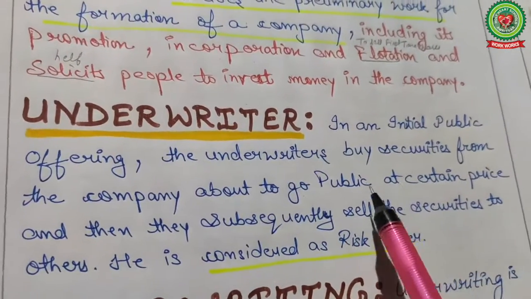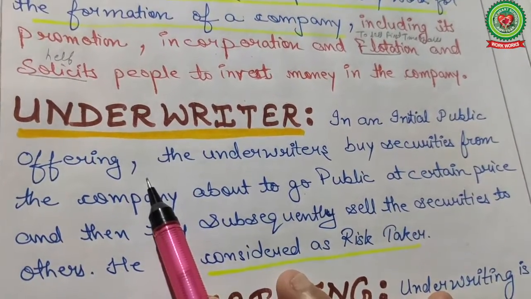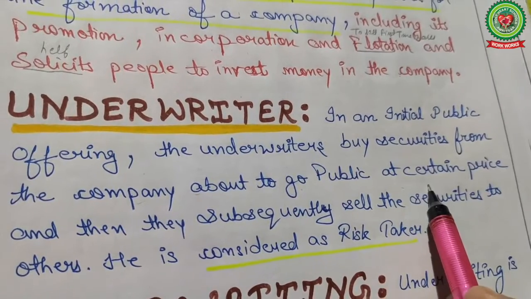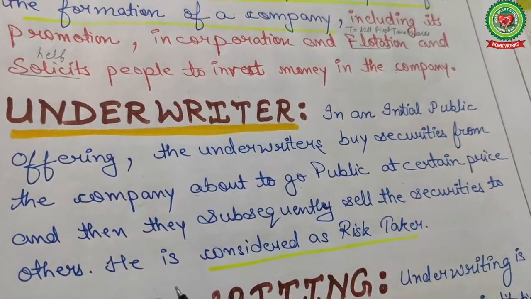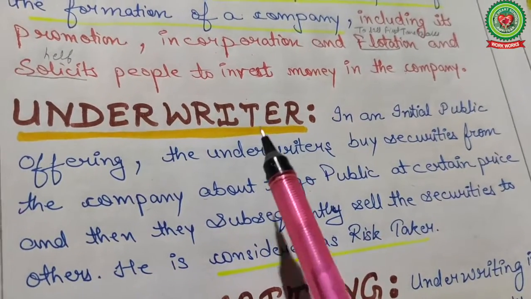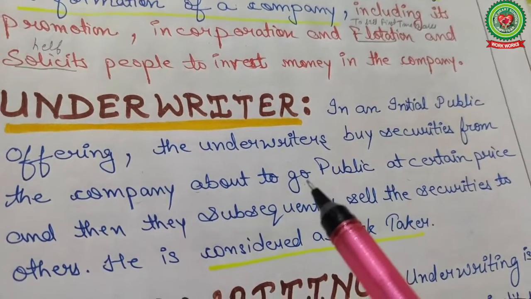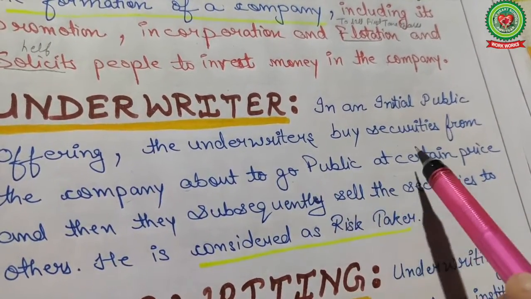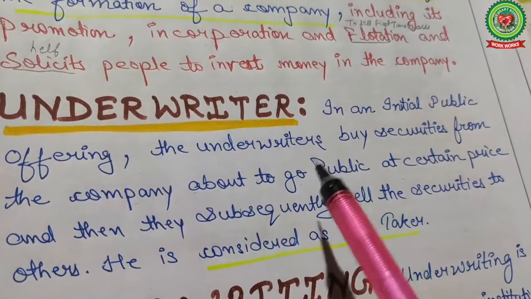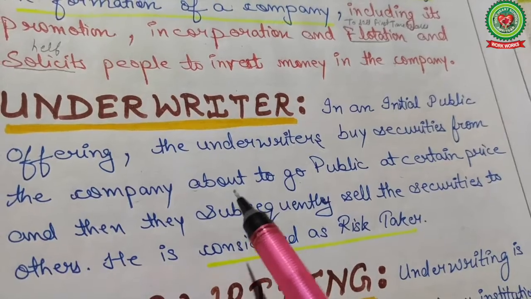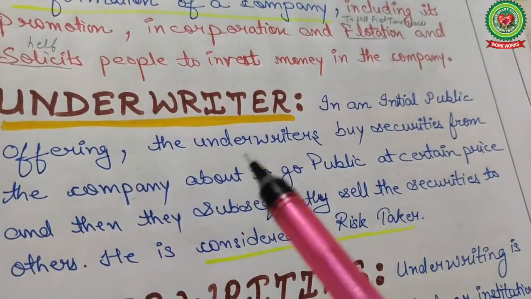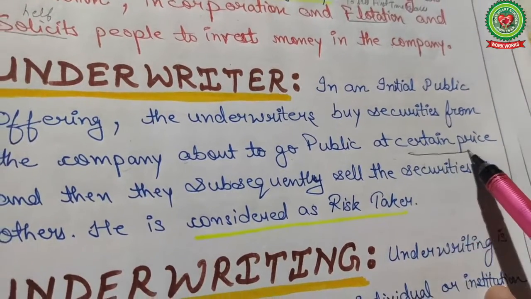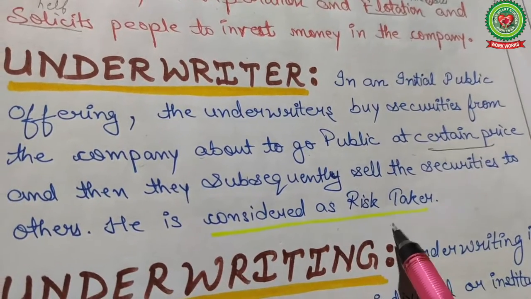Now who is the underwriter? In an initial public offering, the underwriters buy securities from the company about to go public at a certain price, and then they subsequently sell the securities to others. In simple words, the underwriter's main work is buying and selling securities on behalf of the company. Firstly the underwriter buys the securities from the company, and then the next part is to sell the same securities to the public at a certain price. He is considered a risk taker.